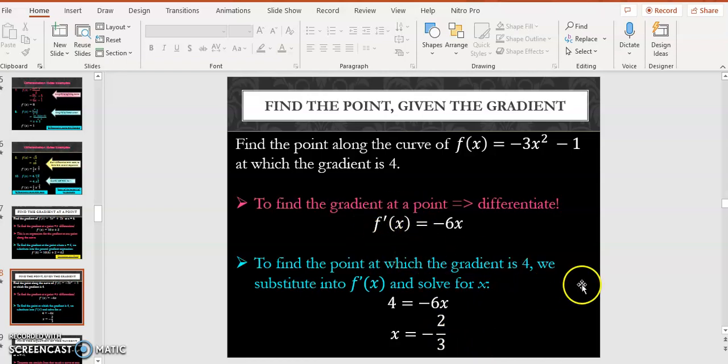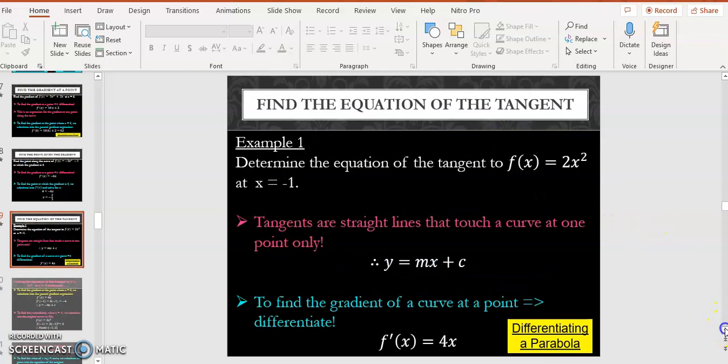What you need to know is the first derivative is the gradient. Is that okay? So if you are told to find a gradient and they've given you a function, you find the first derivative. If they give you a point, you substitute into it. It will give you a value, which is the gradient.